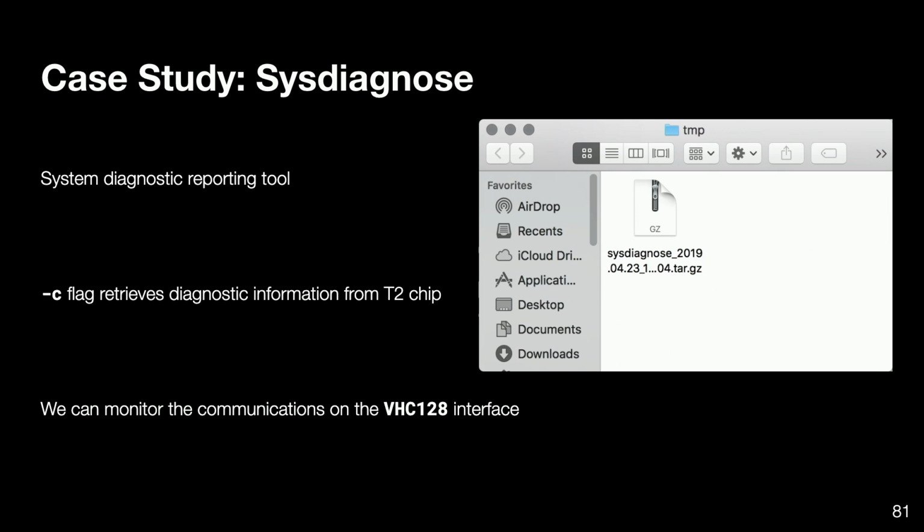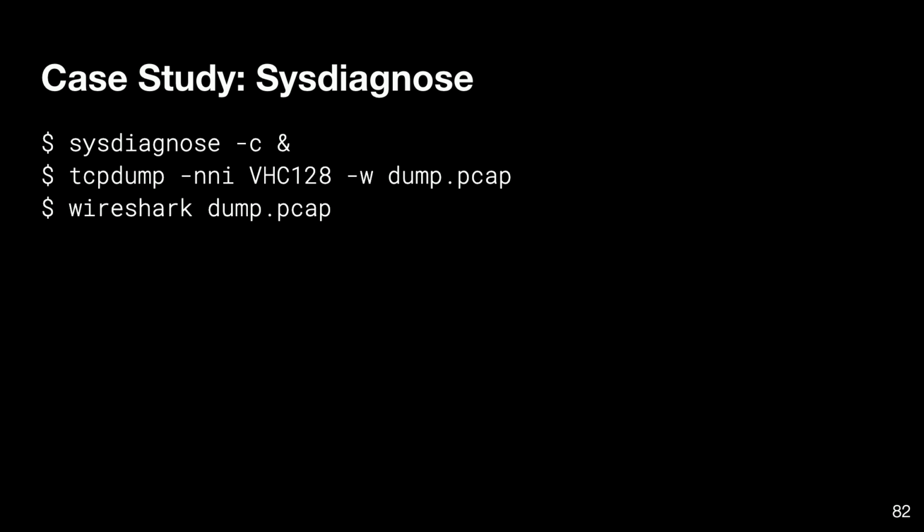The sysdiagnose utility, if you're not familiar with it, is a tool that goes and collects a bunch of metadata about your Mac and sticks it in a tar.gz file for later perusing. And if you pass this utility the -C flag, it will also send a message to the T2 chip, which will ask the T2 chip to gather up metadata and send it back to be included in the sysdiagnose.tar.gz file. So we can use this as an easy way to generate some traffic to look at over the VHC 128 interface. And so this is what we were looking at before.